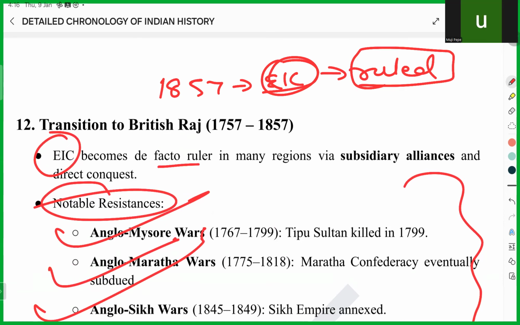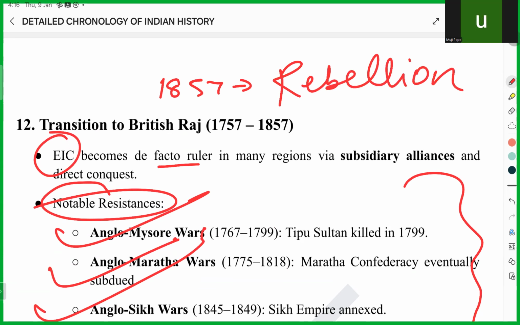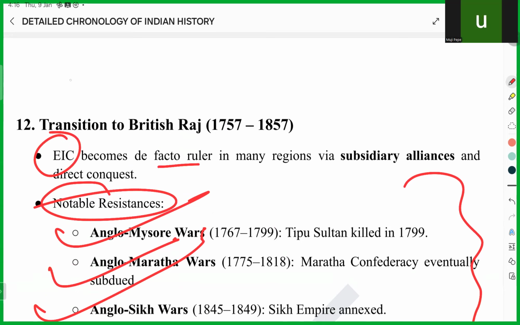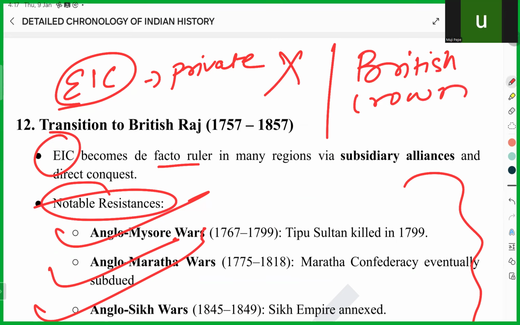But finally, the 1857 rebellion happened where the sepoys or the sipahis rebelled. And after that, EIC, which was a private trading corporation, was thrown out, and the British Crown started to rule India directly.